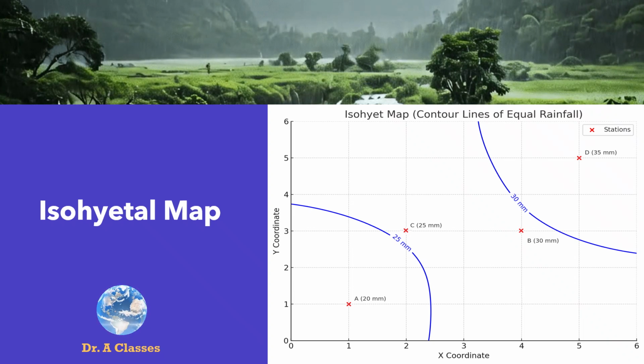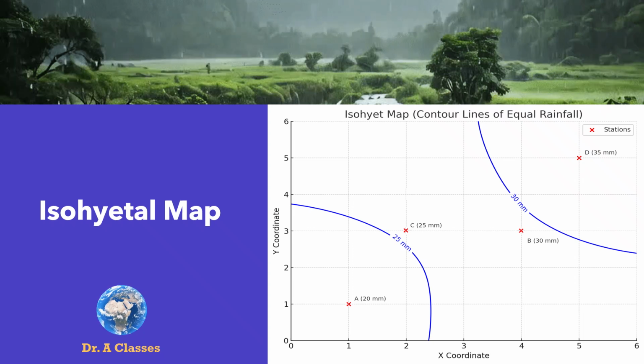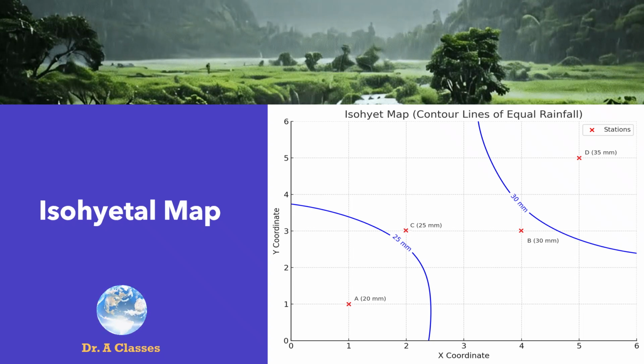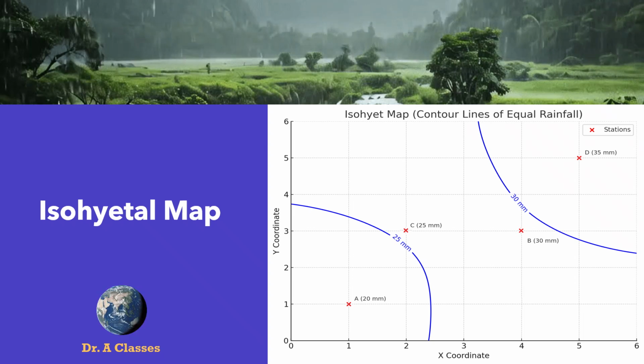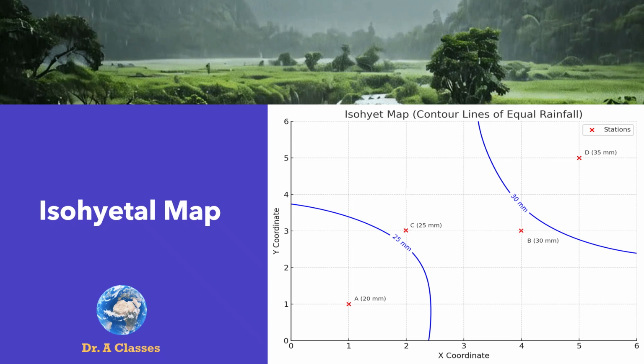Isohyets are drawn at 20 mm, 25 mm, 30 mm and 35 mm rainfall. These lines illustrate zones of equal rainfall. The spacing and shape of the contours indicate how rainfall varies across the area. Rainfall values between the stations are estimated using the inverse distance weighting method, which assumes rainfall at an unknown point is influenced more by nearby stations. Areas closer to station D show higher rainfall, more than or equal to 35 mm, and the regions between stations A and C show moderate rainfall around 25 mm.